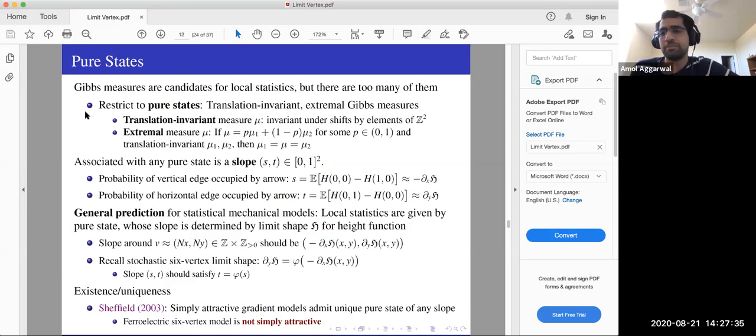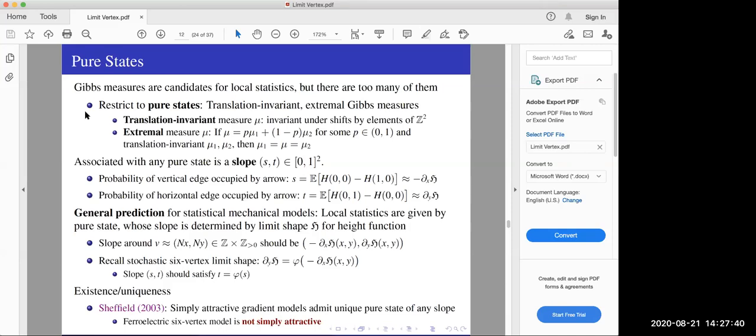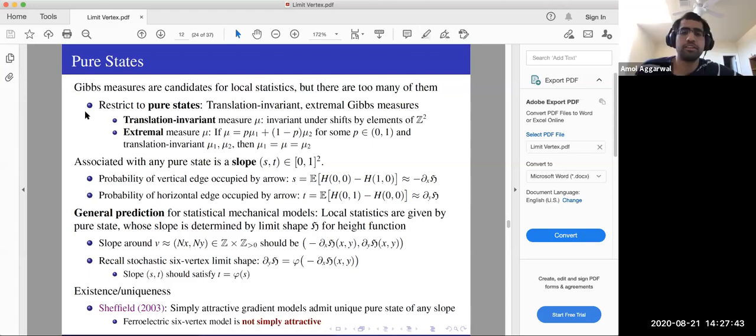As I said, it's a lot less obvious why this measure had better be extremal, even heuristically. But anyway, this is just the definition of a pure state: that it's translation invariant and extremal. Associated with any pure state is a slope, (S, T). S you should view, in this context, as the probability of any vertical arrow being occupied. And again, this is not dependent on which edge I pick. I'm looking at an edge and I ask what the probability is that it's occupied by a vertical arrow. By the translation invariance, it doesn't depend on which edge I pick. And likewise, T is the probability that a horizontal arrow is occupied.